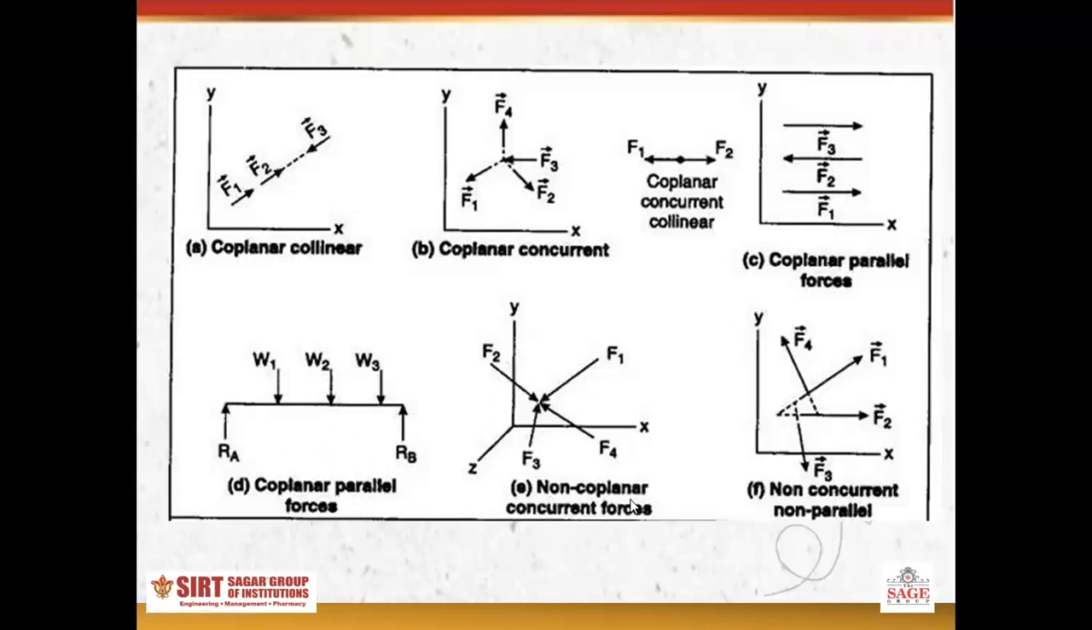Here you can see non-coplanar concurrent forces. All the forces are concurrent because all the forces meet at a point, but the plane is different. So they are not coplanar, but they are concurrent forces. Here you can see an example of non-concurrent, non-parallel forces. All the forces are not parallel, so directly you can see they are non-parallel, and non-concurrent, which means all the forces are not acting at a point. That means non-concurrent, non-parallel forces. So these are some examples of systems of forces.